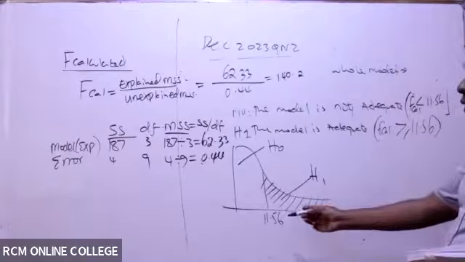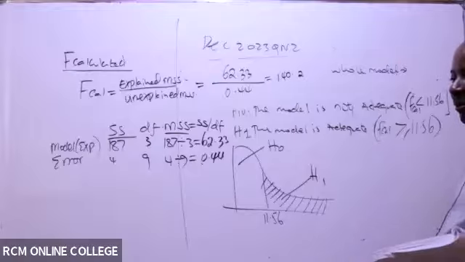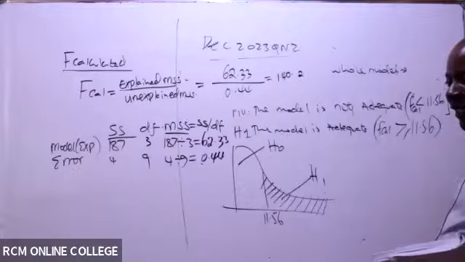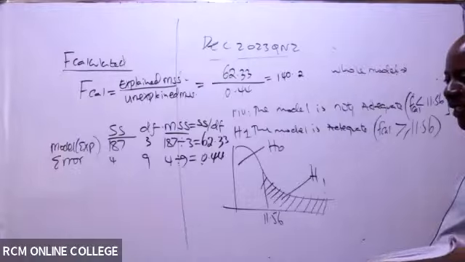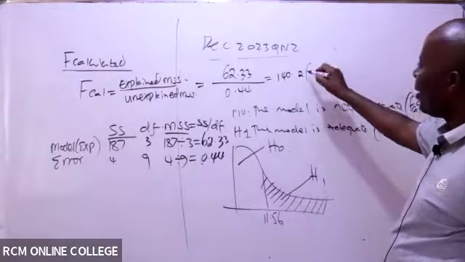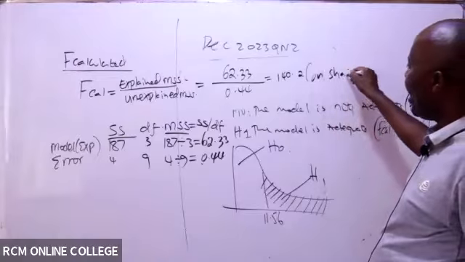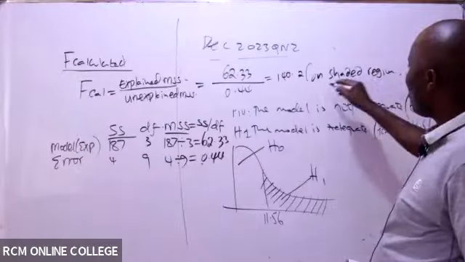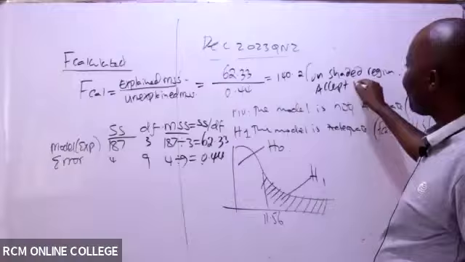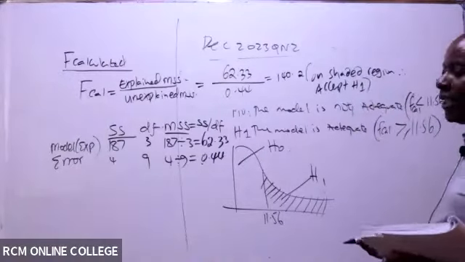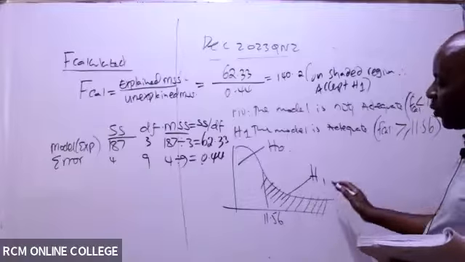So where is 140 on this diagram? Shaded or unshaded region? Where is 140? Yeah, this 140 is on the shaded region. And therefore, accept who? Accept H1. Or reject H0. It has fallen on the H1 region.